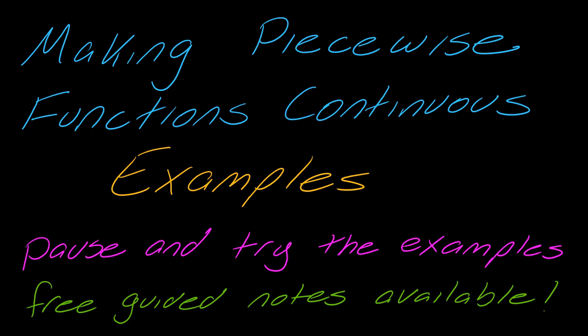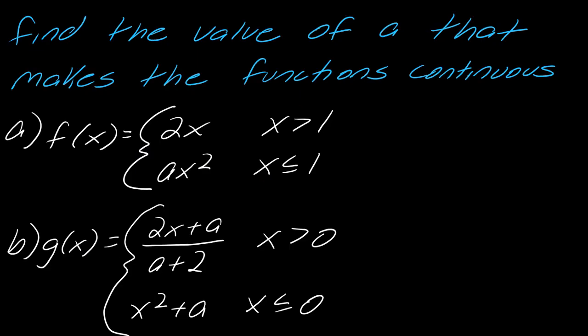Guys, this is an examples video where we're going to be looking at how to make certain piecewise functions continuous. So here's the type of examples that we're going to look at. We want to find the value of a. You'll notice both of these piecewise functions have an a in them. So what value of a would cause these piecewise functions to be continuous?